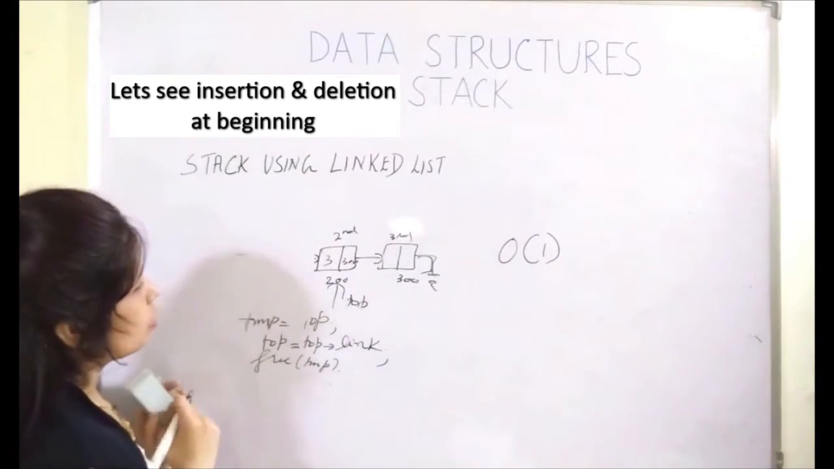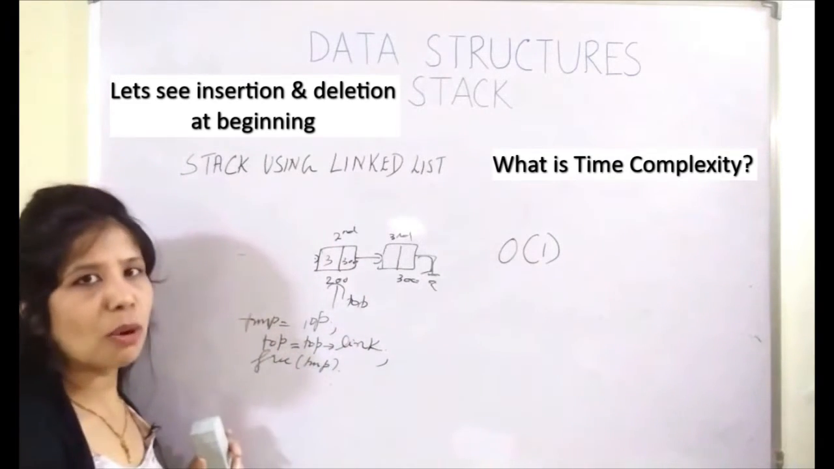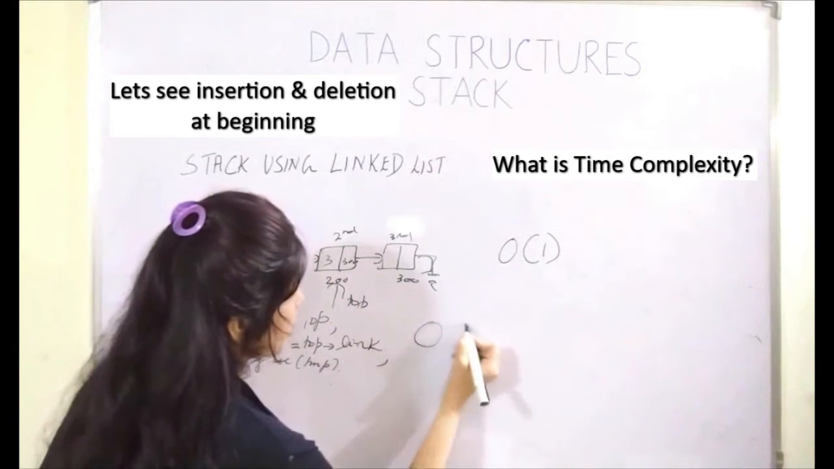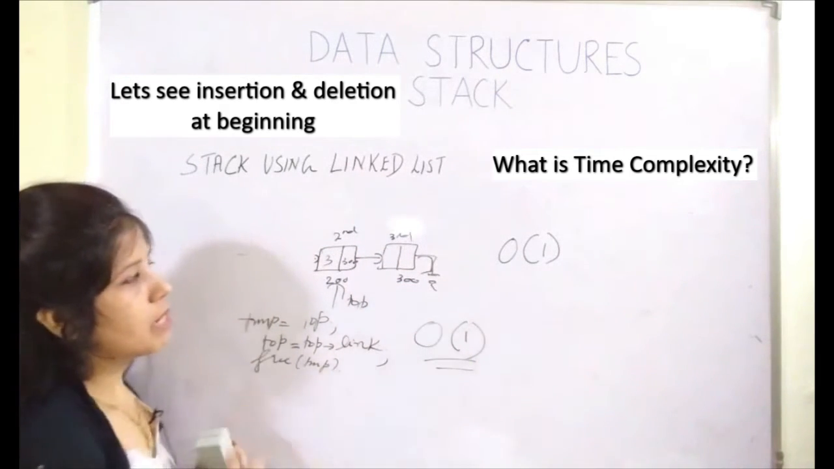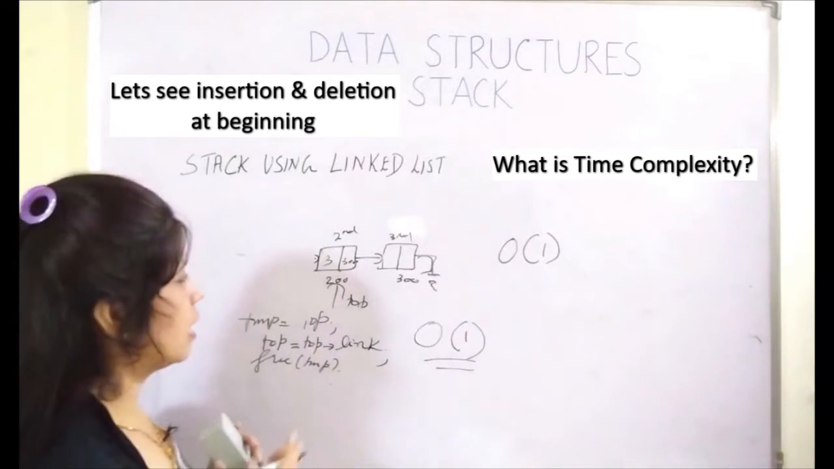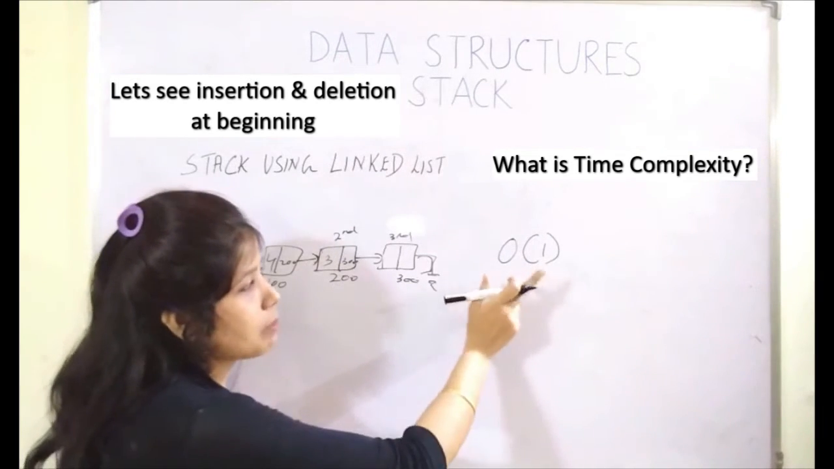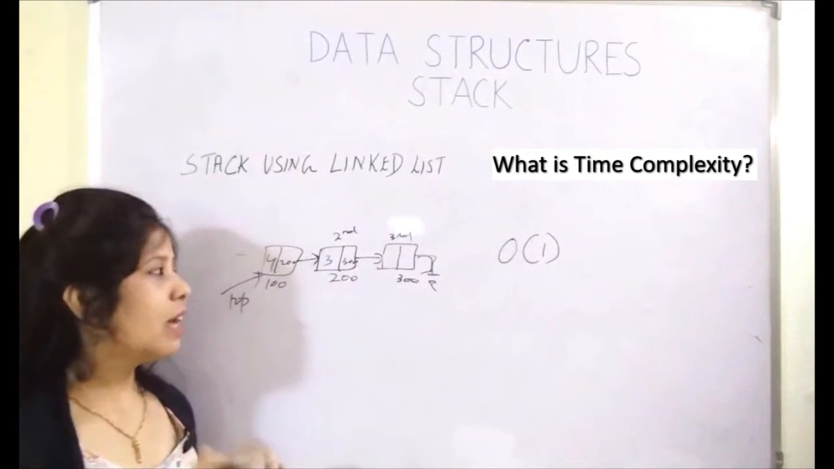Now you can see here what the time complexity will be. The time complexity here will be big O of 1, that is independent of the size of the linked list. It should be O(1), that is the best time complexity, which we have seen in the array also.